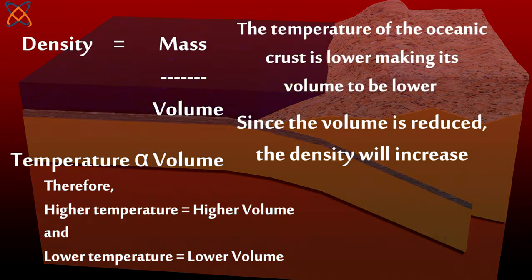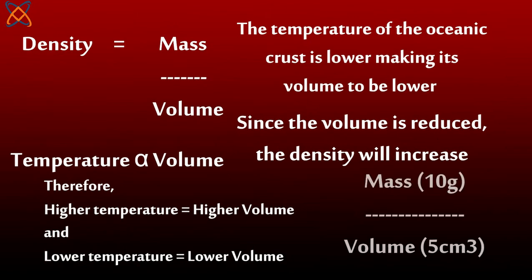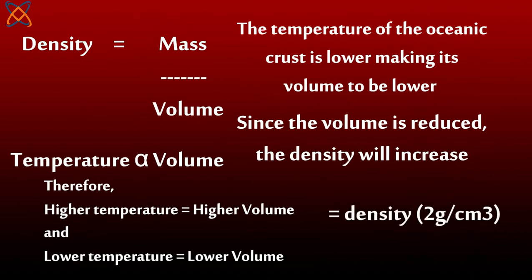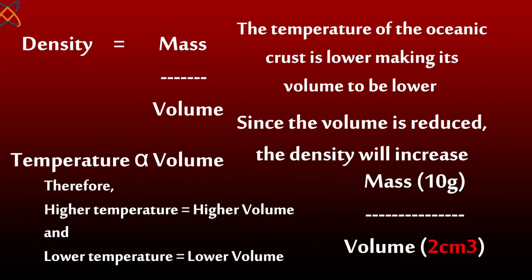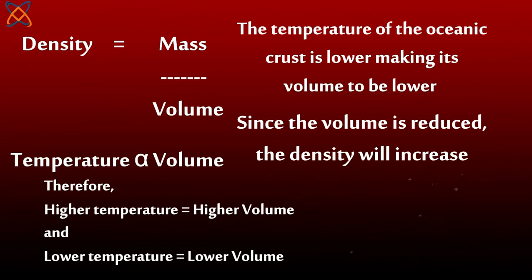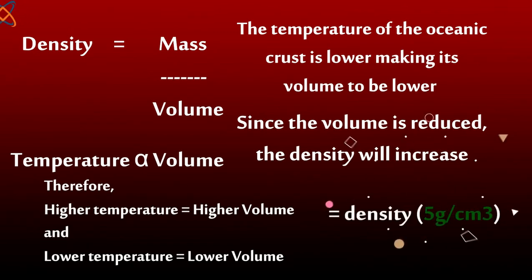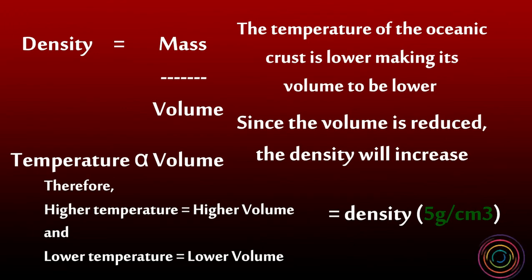Let us work a little mathematics. Assume the mass of the rock is 10 grams and the volume is 5 cubic centimeters. The resulting density will be 2 grams per cubic centimeter. Now, temperature lowers the volume to 2 cubic centimeters. The resulting density will therefore increase to 5 grams per cubic centimeter. That is one of the reasons why the oceanic crust is dense.